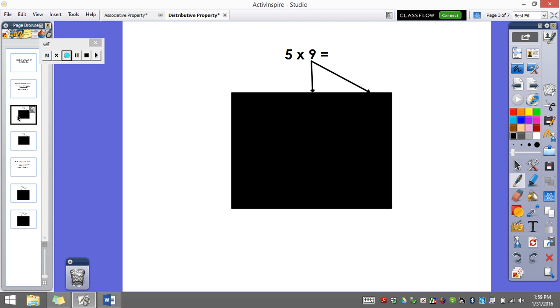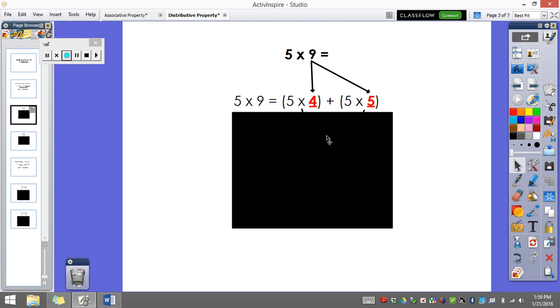If we look at an example, if we have 5 times 9, I could break 9 up into two smaller numbers, 4 and 5. 4 plus 5 gives me 9. So I'm decomposing the 9. What I would do is solve 5 times 4 and 5 times 5.